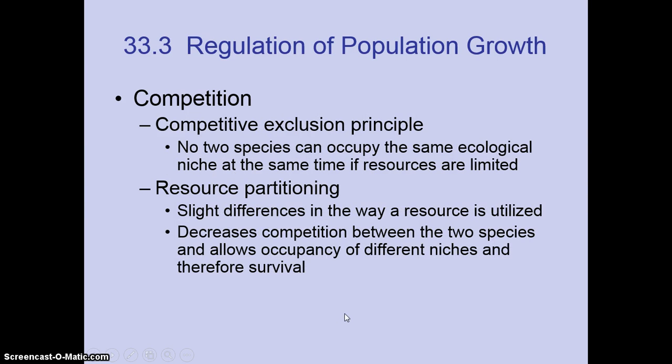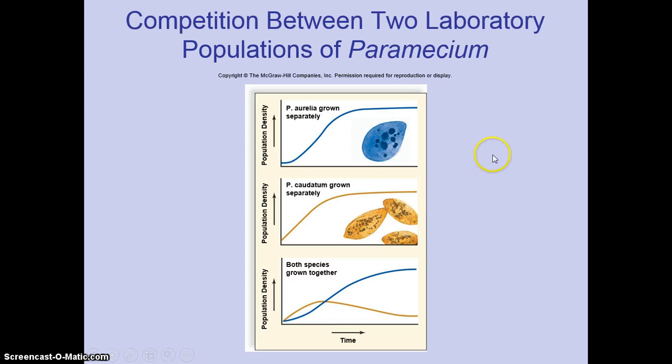The competitive exclusion principle states that no two species can occupy the same ecological niche at the same time if the resources are limited. Resource partitioning is slight differences in the way a resource is utilized. This decreases competition between the two species and allows occupancy of several different niches and therefore survival of more than one organism. Here we have competition between two laboratory populations of paramecium.